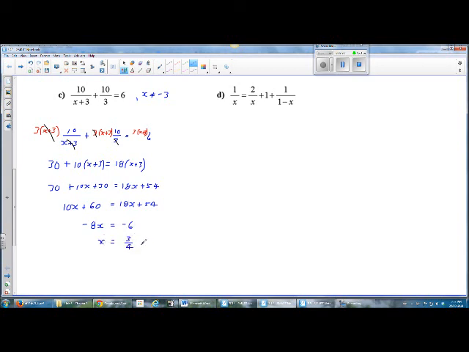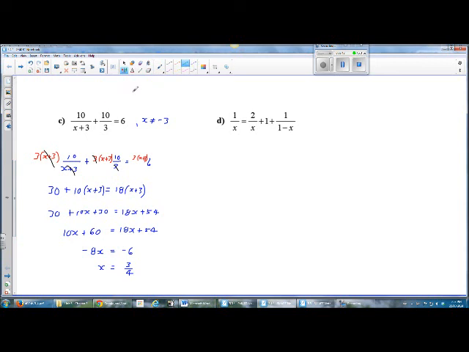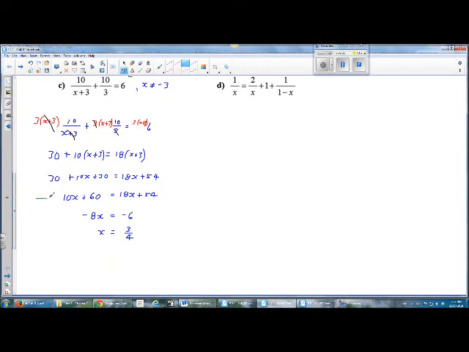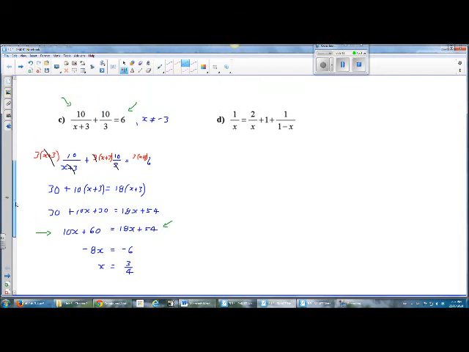So, again, go back into Desmos, please, and graph y equals 10 over (x plus 3) plus 10 over 3. And graph y equals 6 in the line below it. And we'll see where this graph crosses y equals 6. And then what I'd like you to do is down here graph y equals 10x plus 60 and y equals 18x plus 54, and see that the solution to this, where the intersection of these two graphs is the same as the intersection of these two graphs, which would be at x equals 3/4.